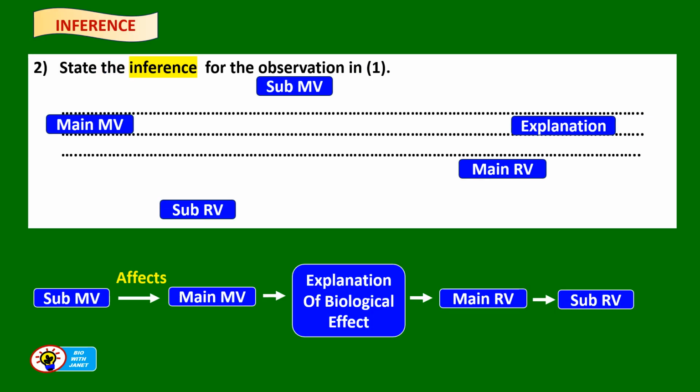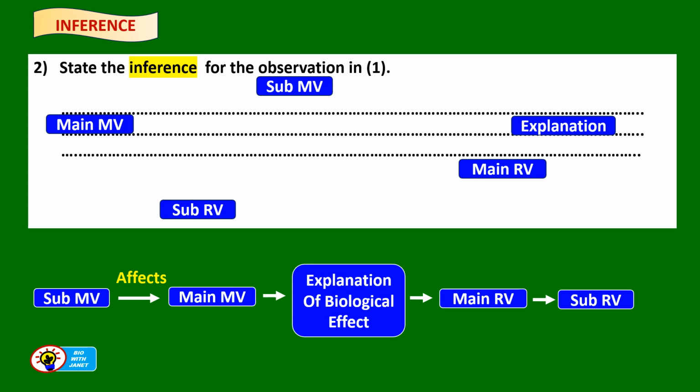Right, now we go on to inference. State the inference for the observation in 1 when the concentration of sodium hydrogen carbonate is 0.04 M. Okay, so what's the inference? So you have to note first whether the result, the number of air bubbles, is comparatively higher or lower in the whole set of experiments. Higher, right? The number of air bubbles or gas bubbles released. Okay, so why is it that at that concentration, the number of gas bubbles released is higher than the rest, or greater than the rest?